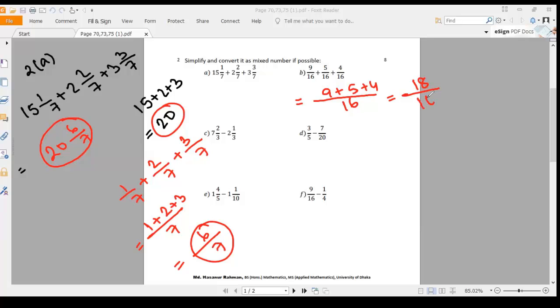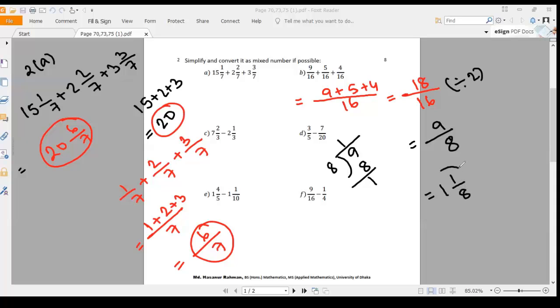18 by 16. Now we can divide both numerator and denominator by 2. Then what will we get? 2 9s are 18 and 2 8s are 16. Now convert this 9 by 8 into mixed number. How? 8 1s are 8, remainder is 1. So our final answer should be 1 whole 1 by 8. Okay. So the 2A answer is 20 whole 6 by 7. Number B answer will be 1 whole 1 by 8.